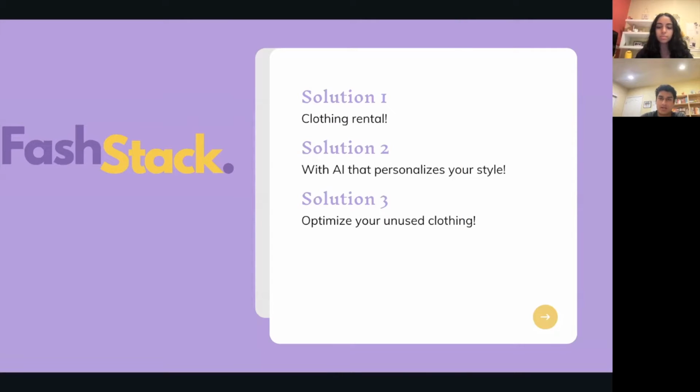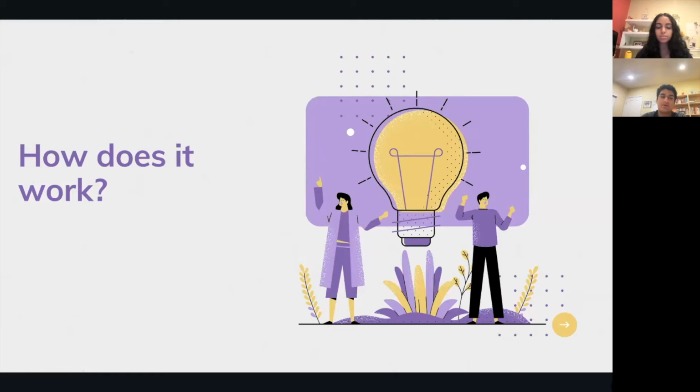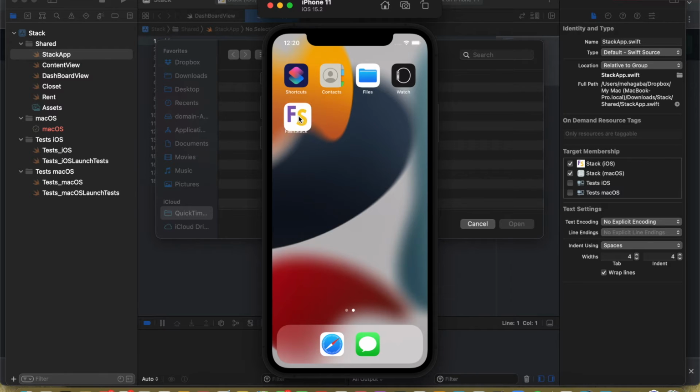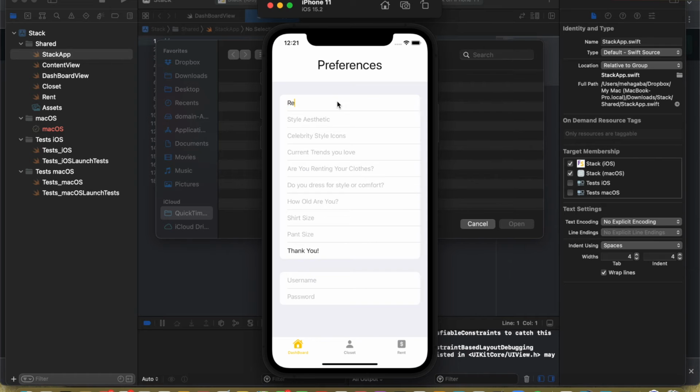So how does this work? The app that we designed uses Swift, a powerful and intuitive programming language for Mac OS, and is based in Objective-C. The app has 3 main pages: Preferences, Closet, Rent, and has a chat function as well. The Preferences page asks the user a set of questions about their style. The answers are later used by the app to suggest clothing to rent.